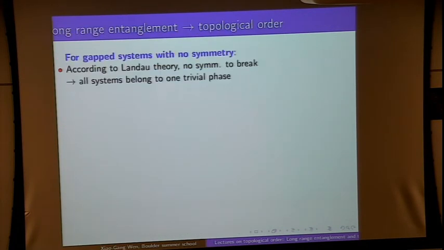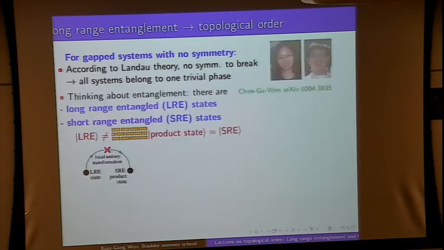Okay. So using this, we can define this concept of topological order, or long-range entanglement. Usually, suppose we have a system with no symmetry. Using Landau theory, we say there's only one phase because there's no symmetry to break. However, if you think about entanglement, there could be many phases, because even though we have no symmetry to break, the system may have different entanglement patterns.